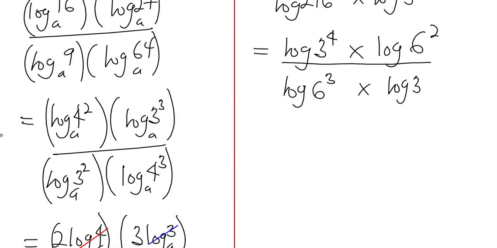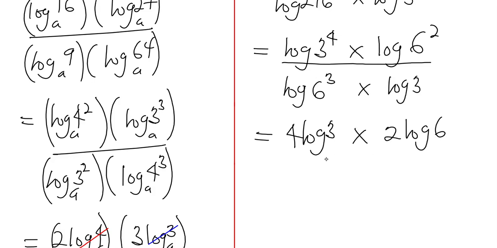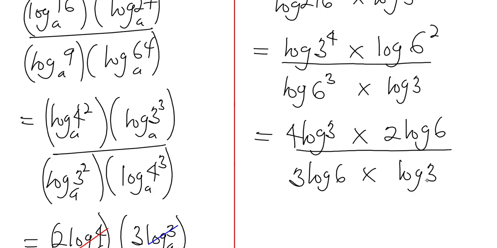Now we continue, and we can express the numerators using the product index law as 4 log 3 for the term at the left hand side, and on the right hand side we are going to have 2 log 6, all divided by, at the denominator, 3 log 6, multiplied by the logarithm of 3. Now I believe you can see some common terms here and they can cancel.